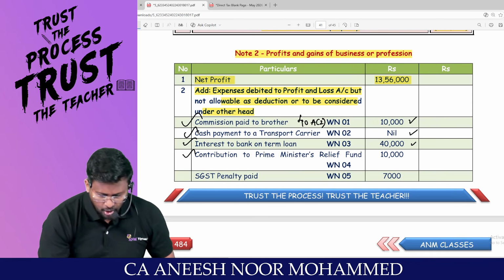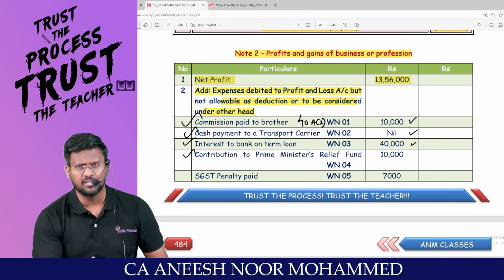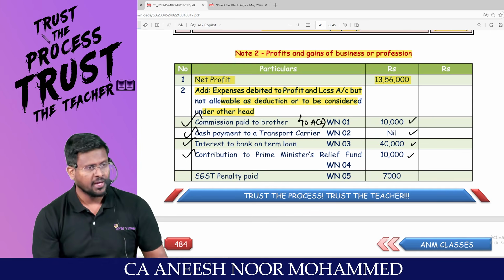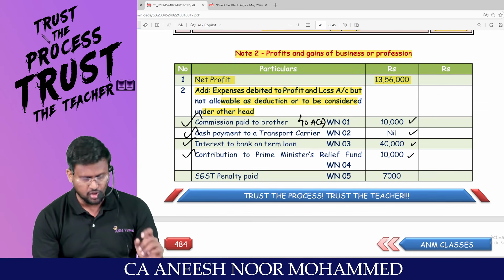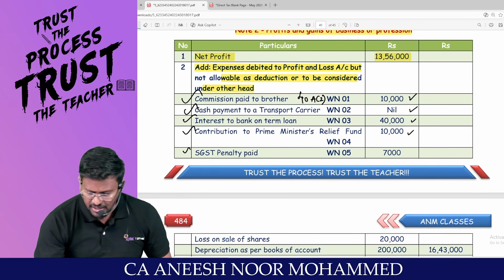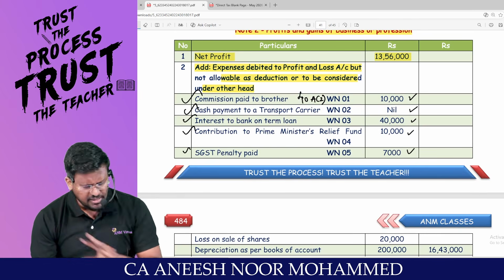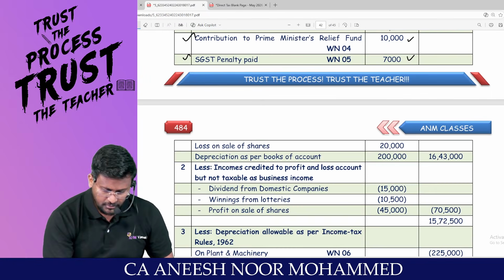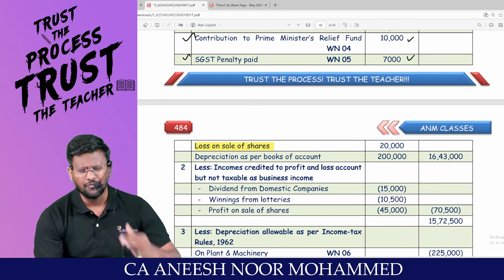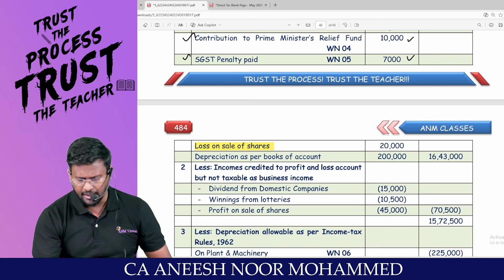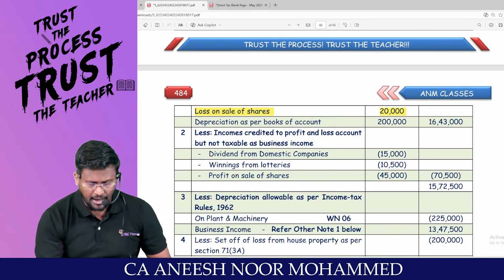Am I right? Contribution to Prime Minister's Relief Fund, that's a donation. It's not a business expenditure. First of all, it should be NABAC and it can be claimed as a Chapter VI-A deduction under 80G. SGST penalty paid, it is an infraction of law. It's not compensatory in nature. It should be NABAC. Loss on sale of share. First of all, this is an impurity for PGBP because it's a capital gain head. So that 20,000 should be added back.